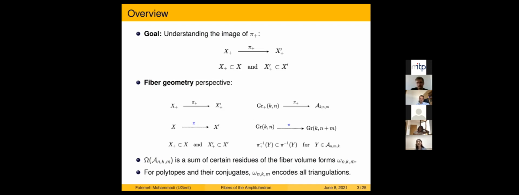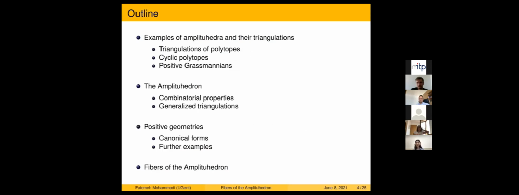So basically, for those specific cases, we will see that these fibers encode all the different triangulations and all the information that you need to compute the canonical form of the amplituhedron. Okay, good. So now let me give you an overview of what we will see next.